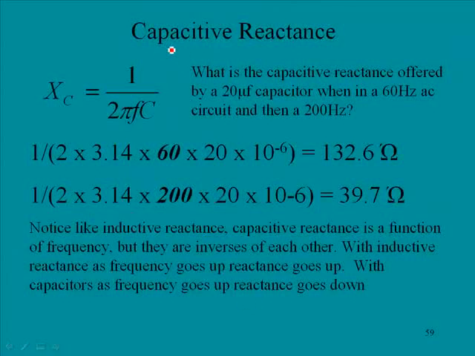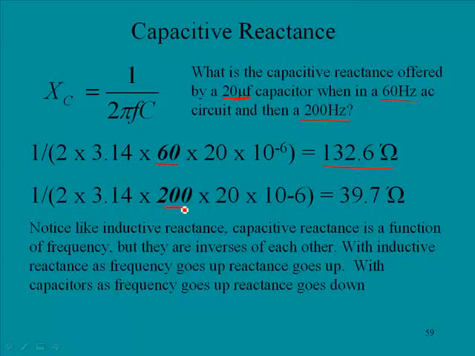Okay, capacitive reactance. Here's our formula again, and we're going to calculate what is the capacitive reactance offered to a 20 microfarad cap when in a 60 hertz circuit and then in a 200 hertz circuit. So here we have our formula. Here we're calculating with 60 hertz, and we result with 132.6 ohms.